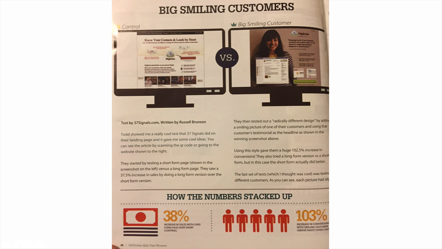Look at this one. This was the control page. They put a big smiling customer in the background. And look what happened. They had a 103% increase in conversions by putting a big smiling customer behind, as the background. That's crazy. 103%. That means twice as many people bought this product using this page as this page, right? Put a smiling customer, a customer who uses your product, behind your sales message, whatever it is. Isn't that a crazy test?